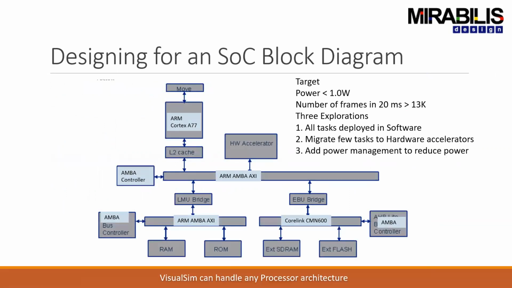This one here is all about looking at mapping a multimedia application onto an SoC. In this case, we're using an ARM-based SoC with multiple external memories and with an external L2 cache and some hardware accelerators. The goal here is we want to be less than 1 watt of power. We want to get 13,000 frames in that 20 millisecond. 20 millisecond is the frame time.